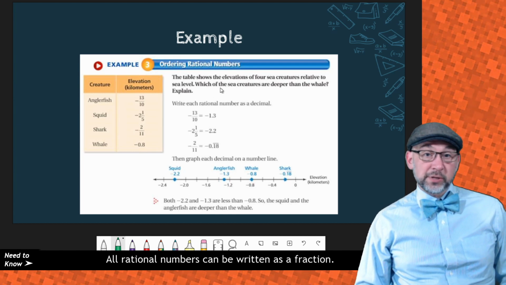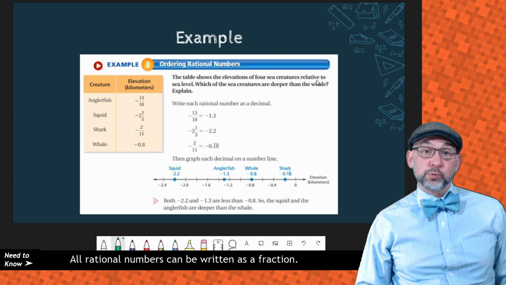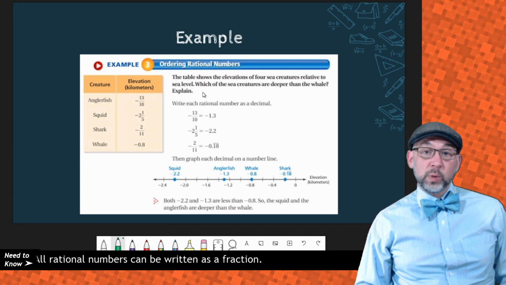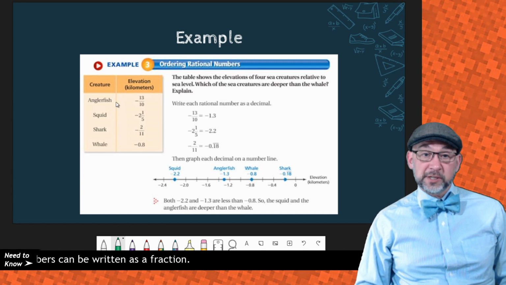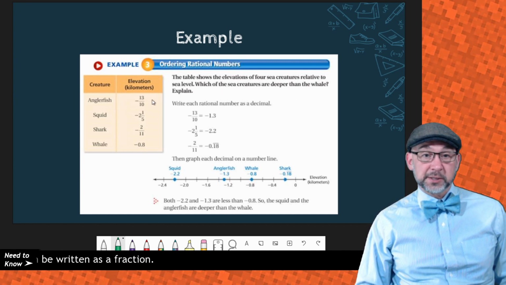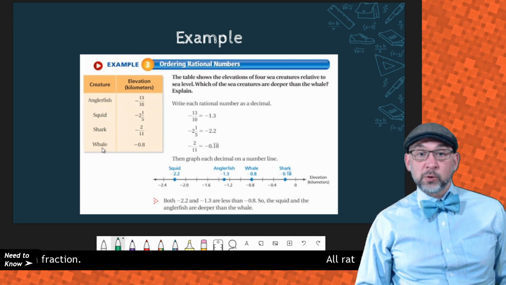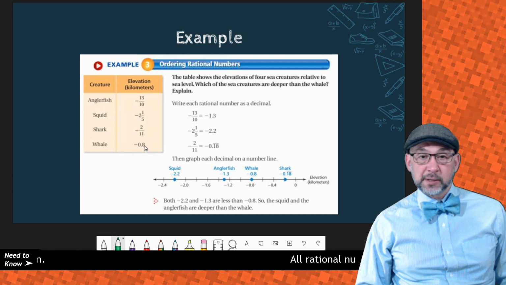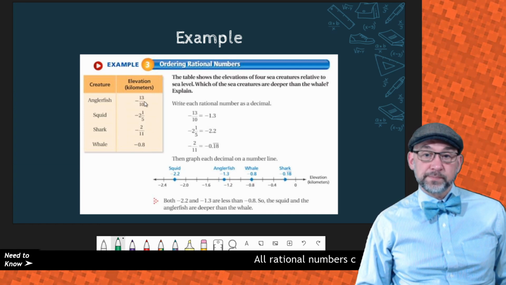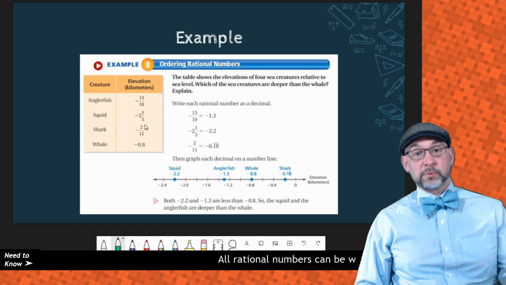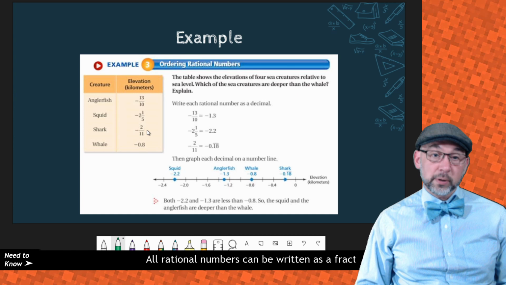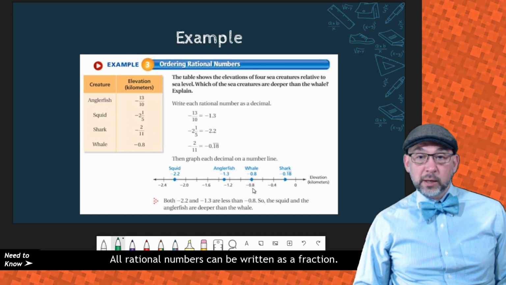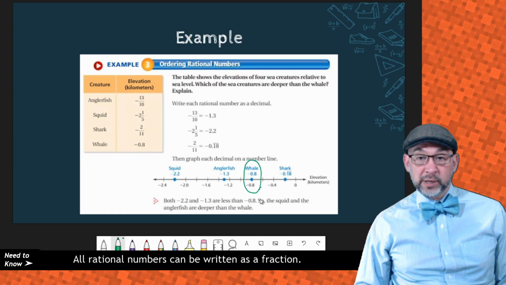So I'm just going to go through one example here, but the actual practice we're going to do together in class. This table shows the elevations of 4 sea creatures relative to sea level. Which of the sea creatures are deeper than the whale, and explain. So they give us the anglerfish, which has an elevation of negative 13 tenths, squid, negative 2 1/5, shark, negative 2/11, and the whale is negative 8 tenths.